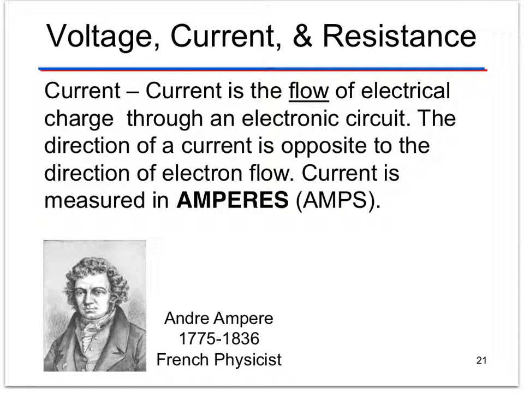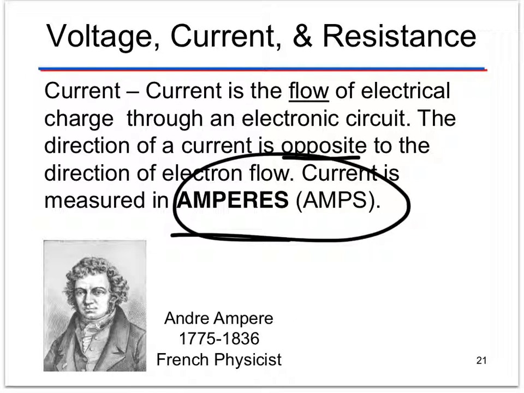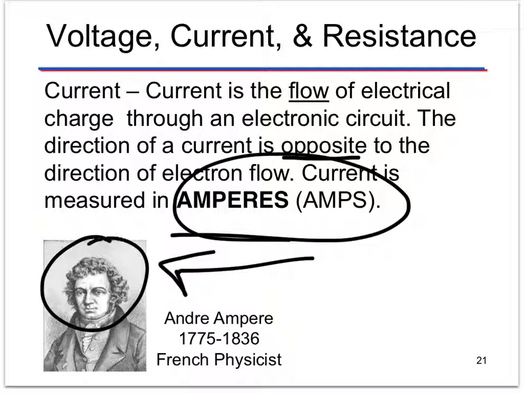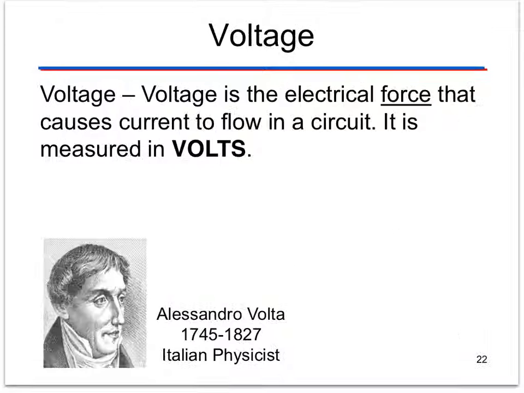Alright, current. Current is the flow of electrical charge through an electronic circuit. The direction of a current is opposite to the direction of electron flow. Current is measured in amps. And there's a cat named Andre Ampere, French physicist. Awesome. Good looking hair. We're not going to worry too much, though, about the flow of electron. Physics worry about the flow of electron. We're not going to worry about it.